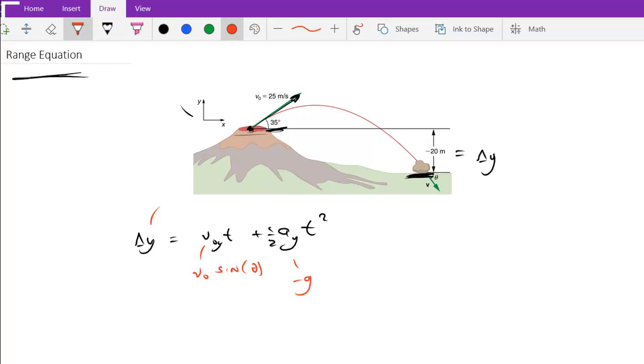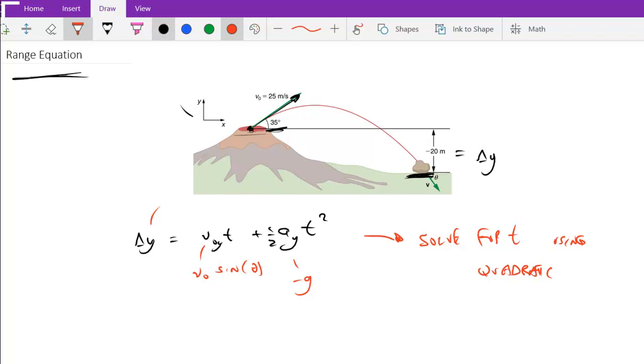This becomes a quadratic in t. And so then we can solve this for t by factoring, completing the square, or probably just the quadratic formula. So we'd solve this for t using a quadratic method, or a method for solving quadratics.